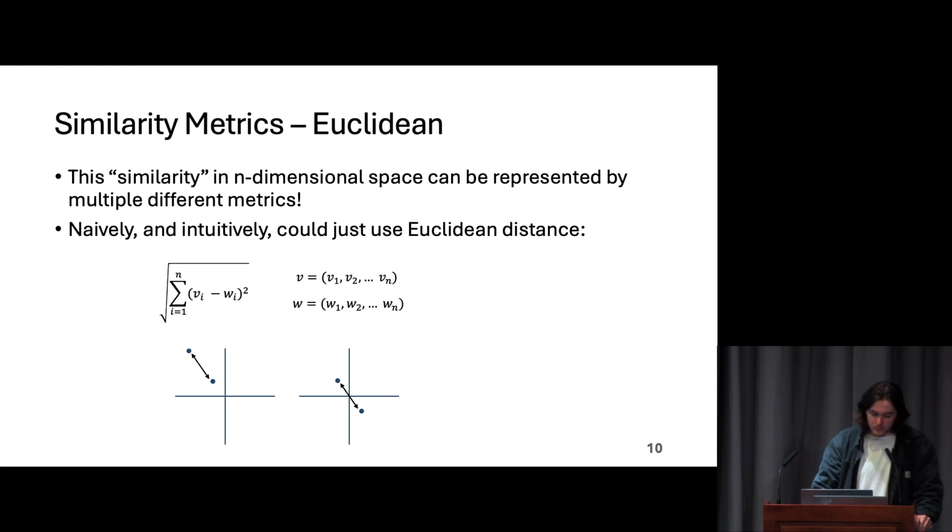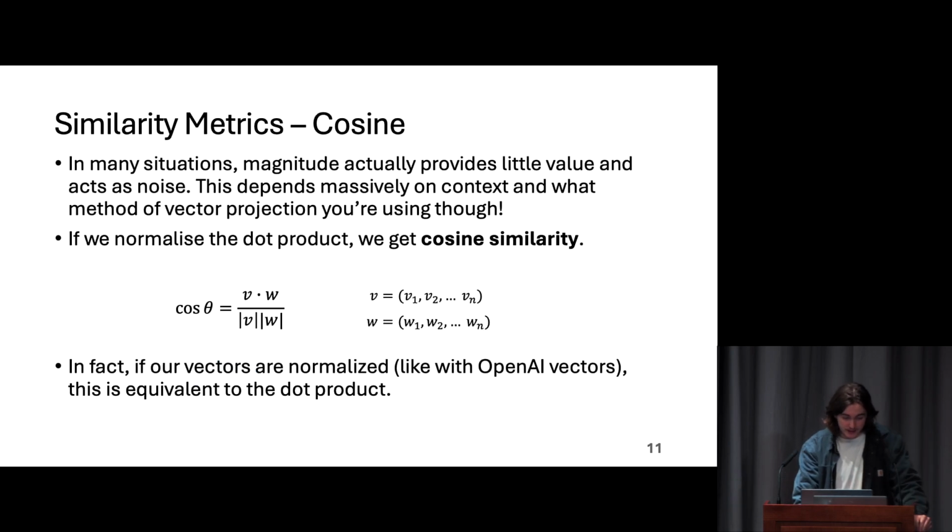And so what we can do to take that into account is use something called cosine similarity. If we just normalize the dot product of the two vectors, we get the cosine of the angle between them, just from the definition of the dot product. V dot W equals magnitude of V times magnitude of W times cosine of theta. And so if we divide by the magnitude of both, we get cosine of theta.